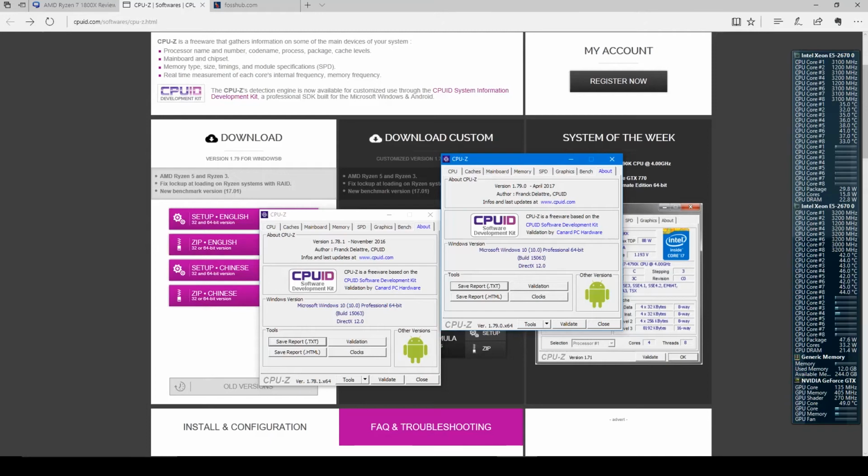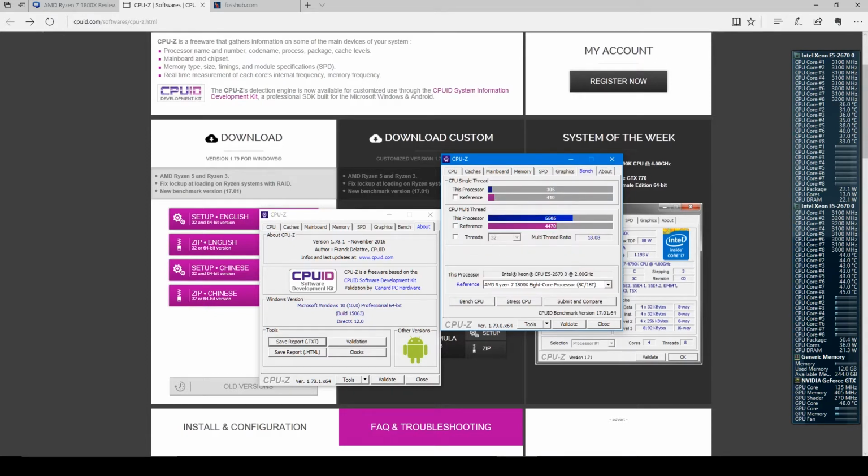So the other day I noticed that there was a new version of CPU-Z out, 1.79. Here I have it on the right, and the README says it added a new benchmark version, 17.01. After I downloaded it, of course, I ran the benchmark, and I noticed that I had very different numbers than what I had before, and I wasn't sure if the relative performance is still the same.